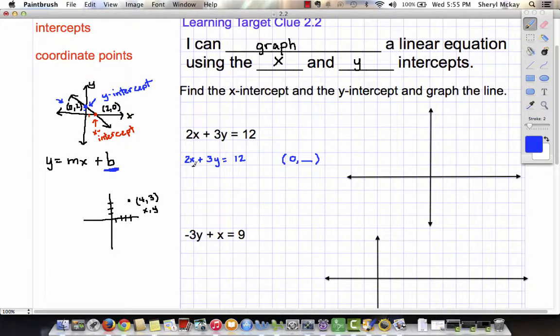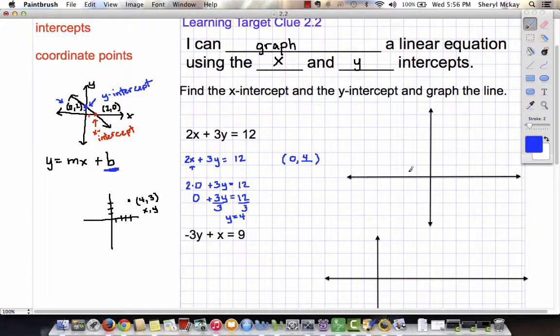I'm going to take this x and replace it with 0, because I know for the y-intercept, x is 0. So I have 2 times 0 plus 3y equals 12. Well, 2 times 0 is 0, plus 3y equals 12. I'm going to solve for y by dividing both sides by 3. That 0 goes away, and I have y equals 4. So my y-intercept is at 4.